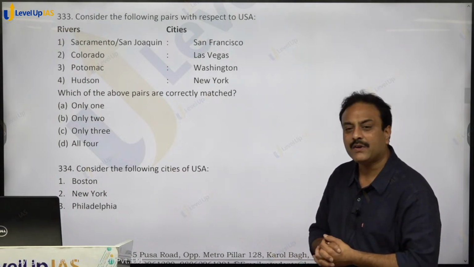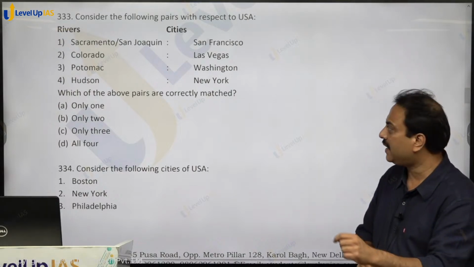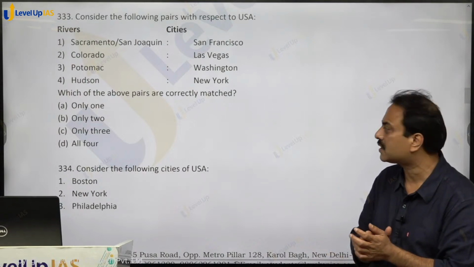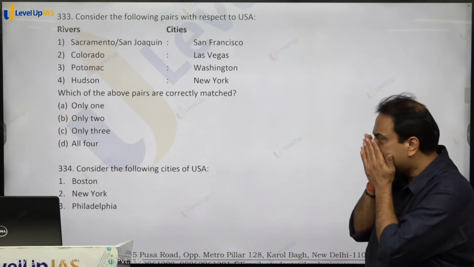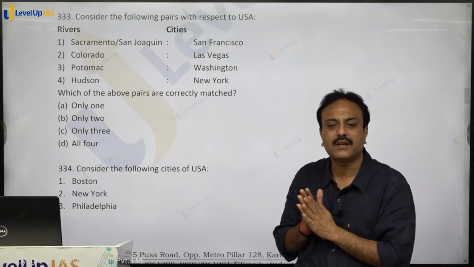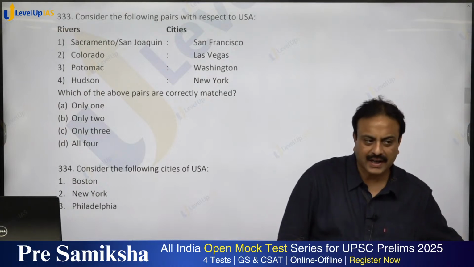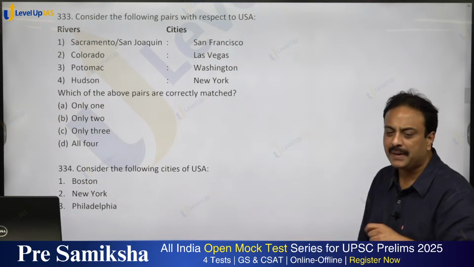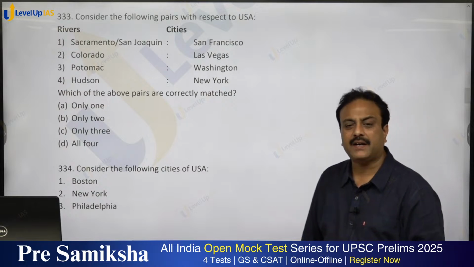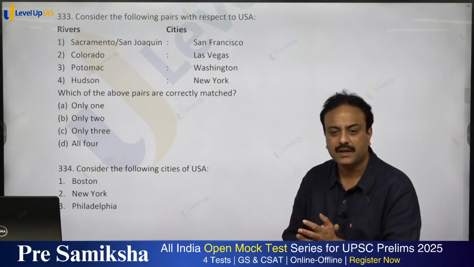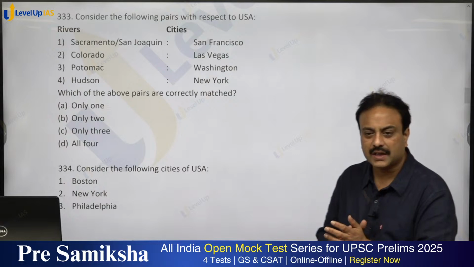Sacramento and San Joaquin, these are the two rivers that both flow through the Rift Valley, and they are located at the city San Francisco. San Francisco is called the City of Golden Gate. Colorado is a river. The Colorado River is known for making the Grand Canyon, right? And this is the river that feeds Lake Mead, M-E-A-D. On the bank of Lake Mead you have Las Vegas. So Las Vegas on River Colorado is the correct one.